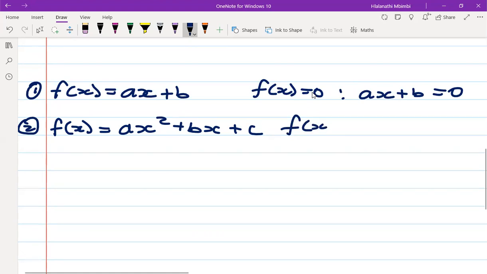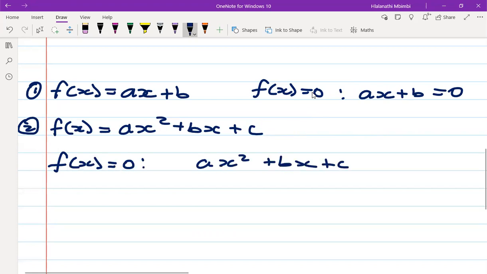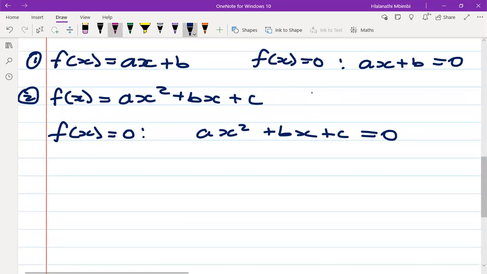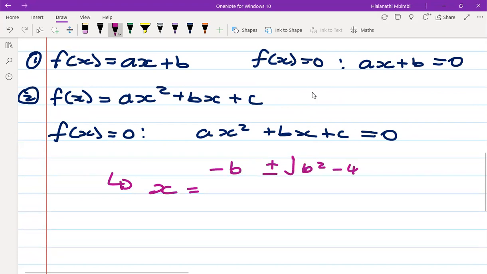If you have f of x here, you set that equal to 0. You have an expression that looks like the following: ax squared plus bx plus c. If that is 0, you pretty much also know how to solve that. We have an equation to solve that: x is equal to minus b plus or minus the square root of b squared minus 4ac, over 2a.